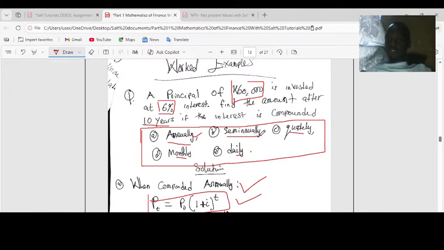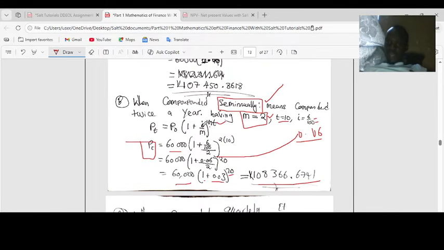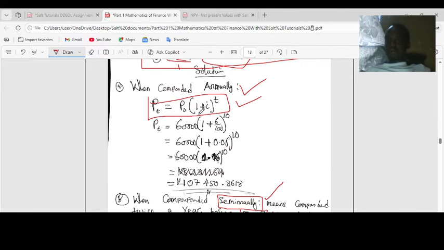Semi-annually means it's compounding twice. Quarterly means you're compounding it 4 times. Monthly means you're compounding it 12 times, or 12 months in a year. Daily, you're compounding it 365 times in a year. So this formula is going to be affected like I divided by the number of conversions and T multiplied by the number of conversions. I divided by M, M multiplied by T. That's how your formula is going to be affected. But if it is annually, maintain the way it is.